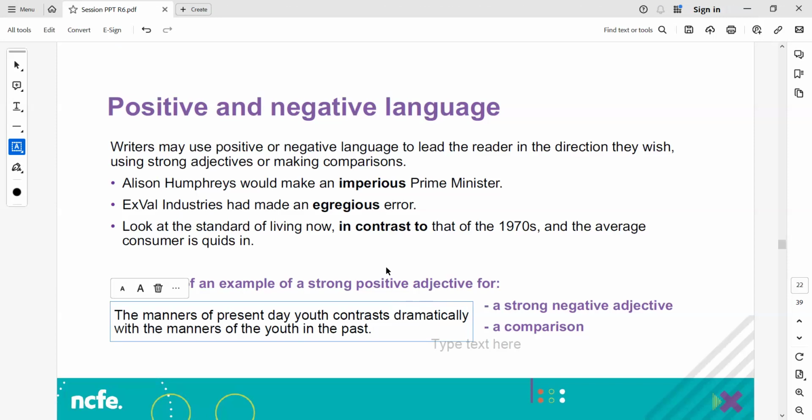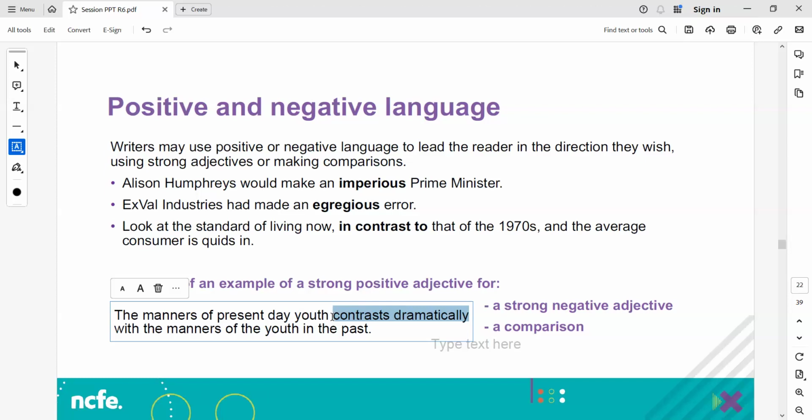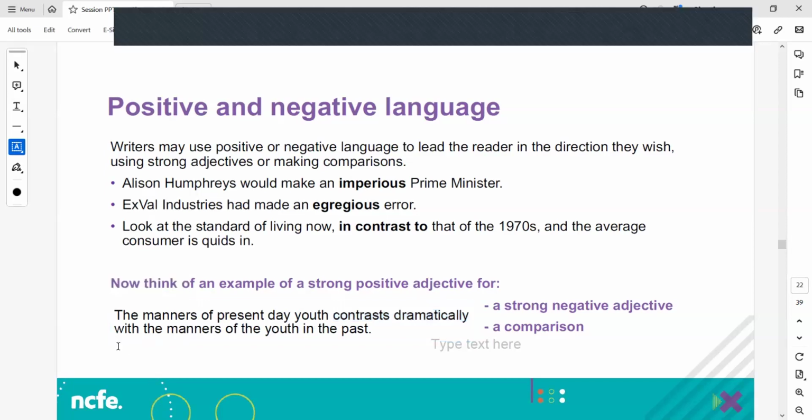Okay, so it just adds that. We're assuming that's negative. Okay, so using strong vocabulary, strong adjectives. Okay, well done. Any other examples?